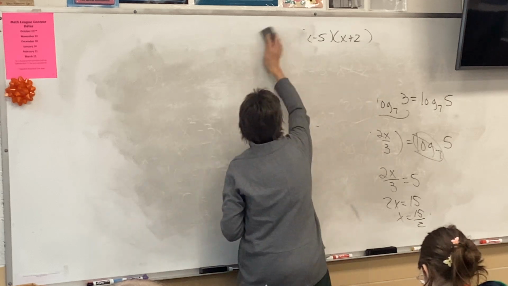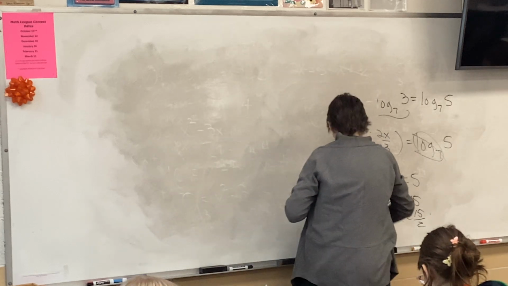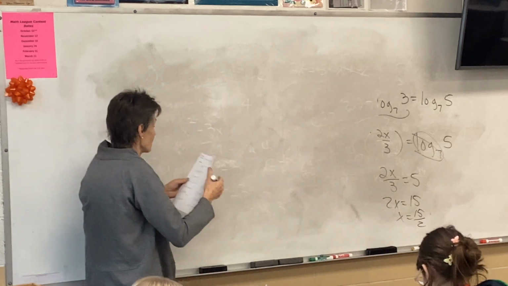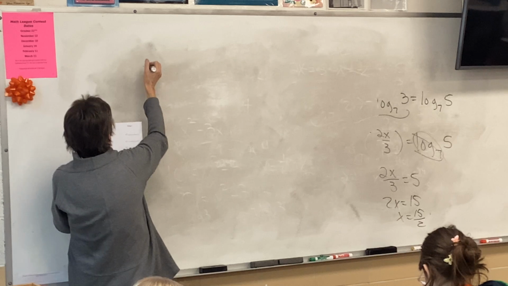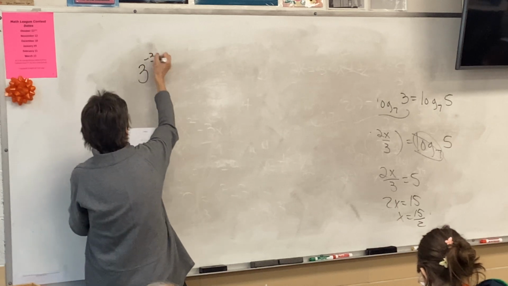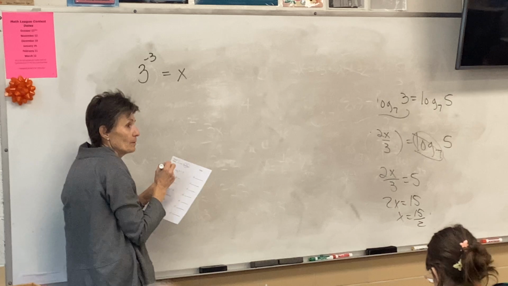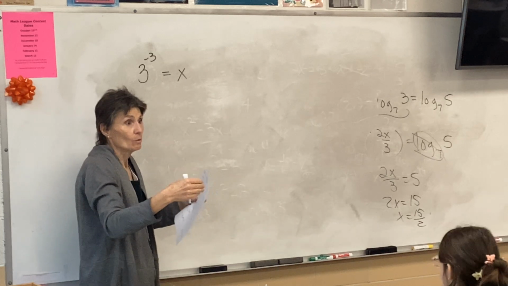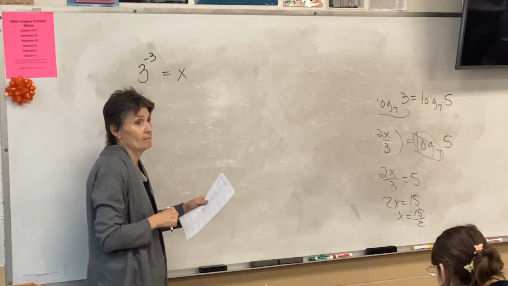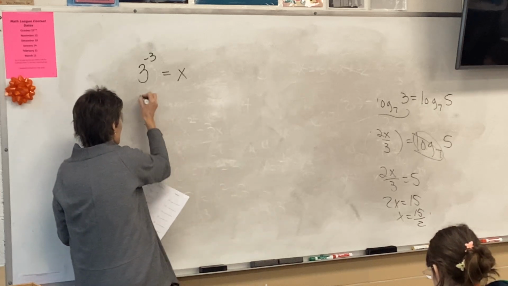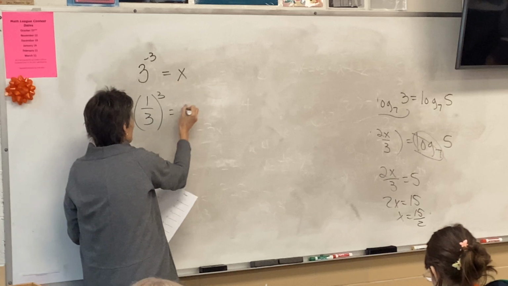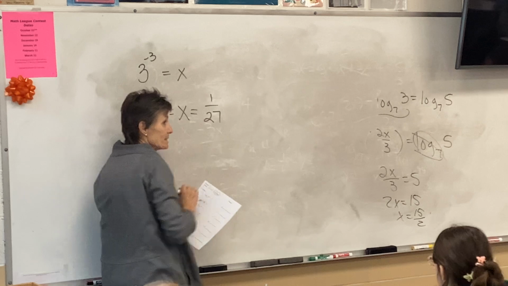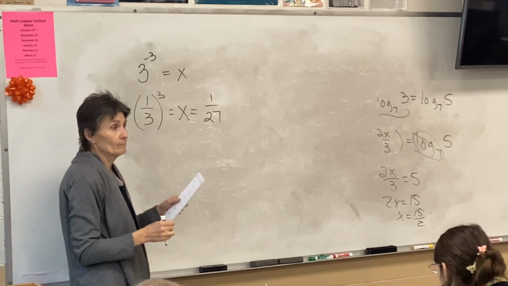What are you going to do with number A? You're going to loop-de-loo it. Of course you're going to loop-de-loo it, right? We loop-de-loo all the time. It's our favorite thing to do. So if we loop-de-loo it, it's going to say 3 to the negative third equals x. And then our exponent knowledge kicks in. What does 3 to the negative third mean? 1 over 3. But I still have to cube it, so my answer is going to be 1 over 27. Right?